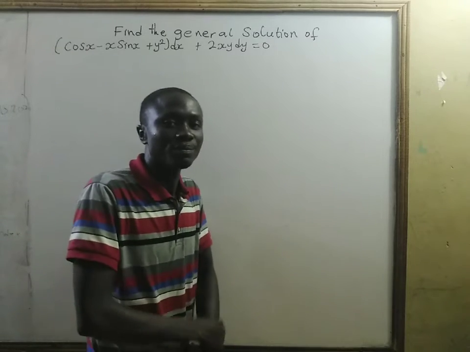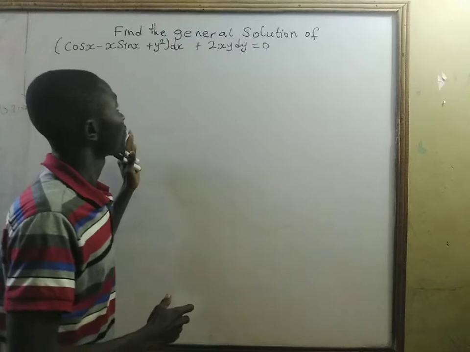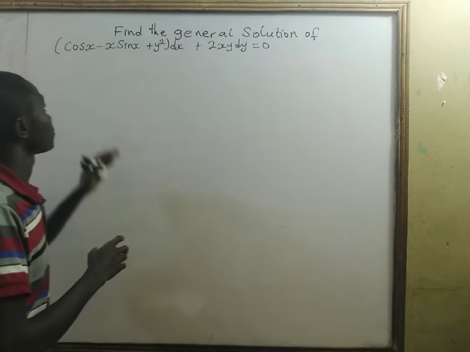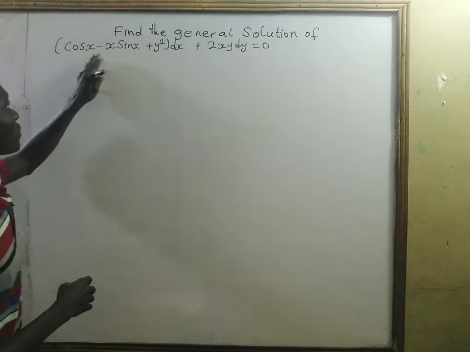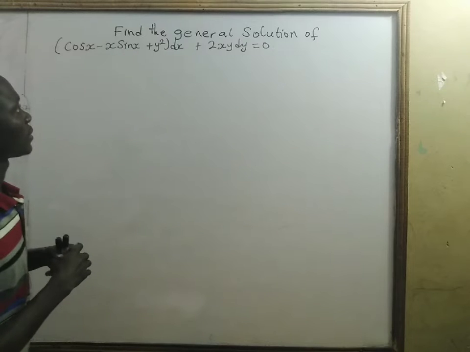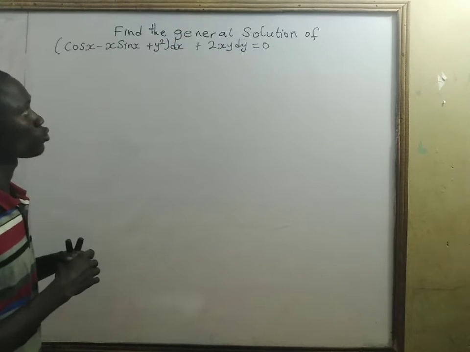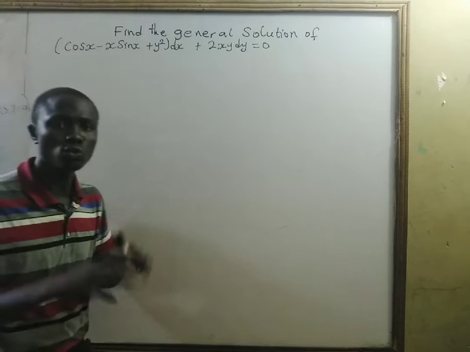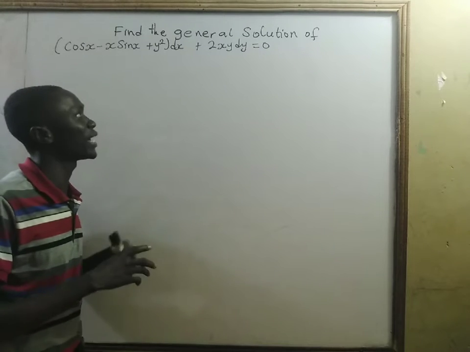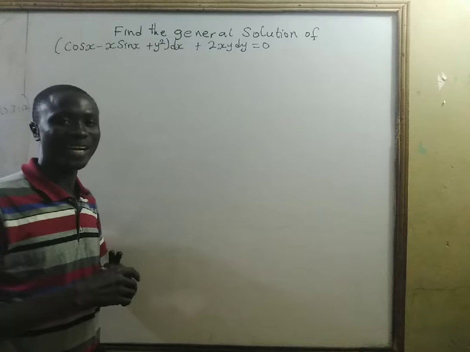In this lesson, we are going to find the general solution of (cos x − x sin x + y²) dx + 2xy dy = 0. Join me as we go through this step by step.